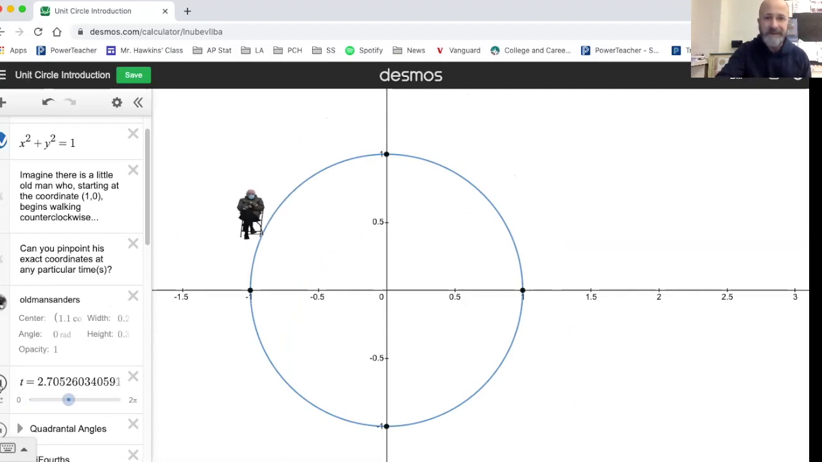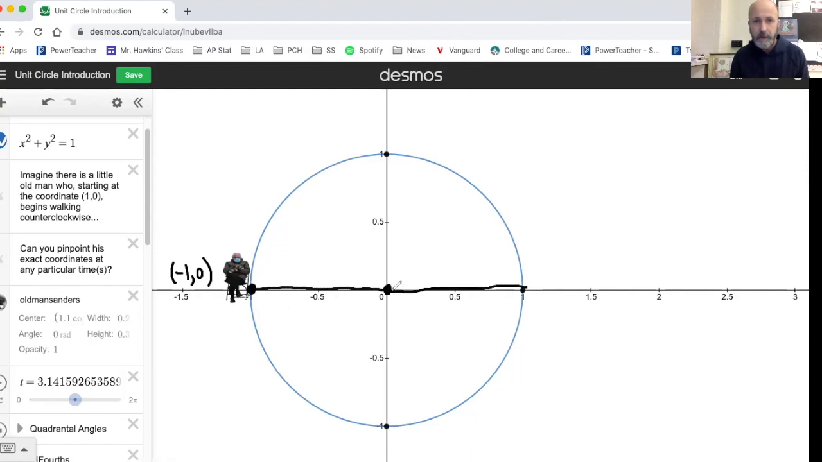So let's talk first about some easy coordinates with which we could pinpoint his location. For example, when the little old man here is at the leftmost point on the unit circle, we can identify that coordinate there. That's (-1, 0). And it's also easy to figure out the angle in standard position. So we're talking about the angle measured like this, right? So this angle right here, well, that's just pi radians. And you can see that right down here. T is equal to 3.1415926.